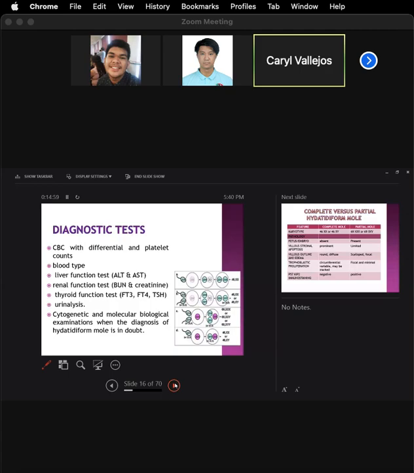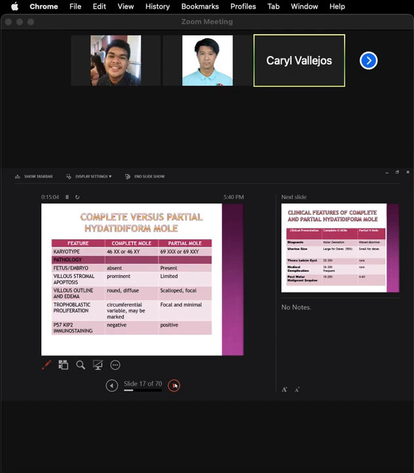So how would you differentiate your complete versus your partial hydatidiform mole? We have these features. The most common differentiation is your karyotype. As we have said, the complete hydatidiform mole has a normal genome, that is 46XX or 46XY. However, in your partial hydatidiform mole, they are triploid genome, 69XXX or 69XXY.